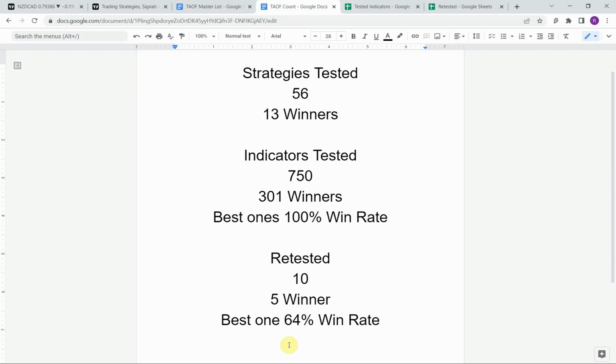Now you need to go back and watch those videos to understand the context of how they were able to achieve that. So go back and watch those videos and see what you can get out of those winning indicators. We've also retested 10 of the winning indicators in the advanced testing stage. 4 of them have been able to maintain the winning status, the best one a 64% win rate. Now keep in mind that we test most of these strategies and indicators on the Forex market, but they can be applied to just about any market universally.